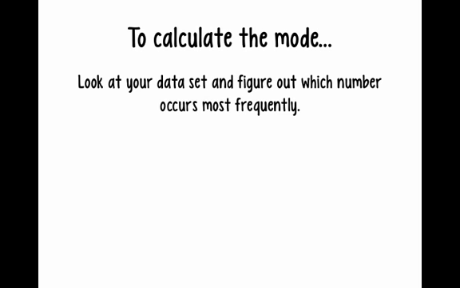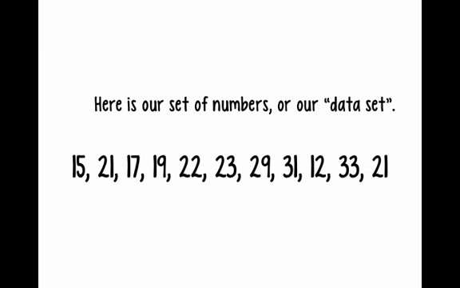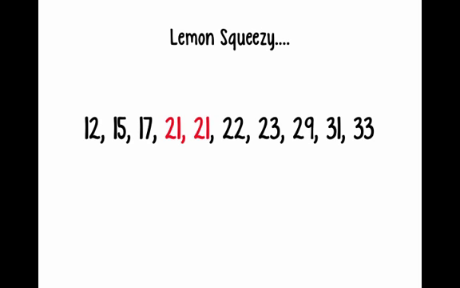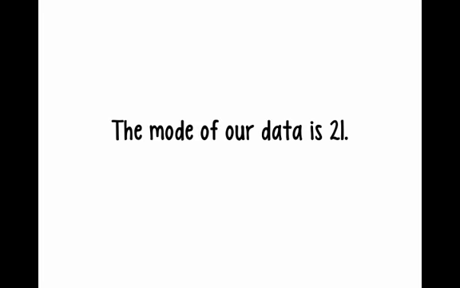And to calculate the mode, we look at our data set and figure out which number occurs most frequently. Here's your set of numbers again. Look at it for a second and see if you can figure out which one occurs most frequently. Sometimes it helps to look at them in order because it'll tell you if you have two of a certain number right next to each other, or 3 or 4 even. So here we had 2 of the number 21, so our mode is 21.